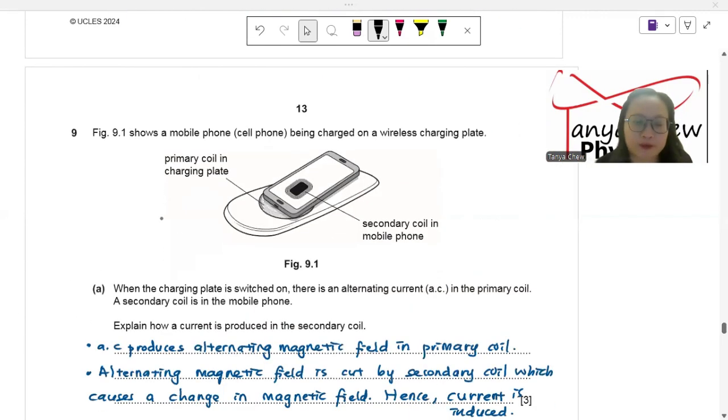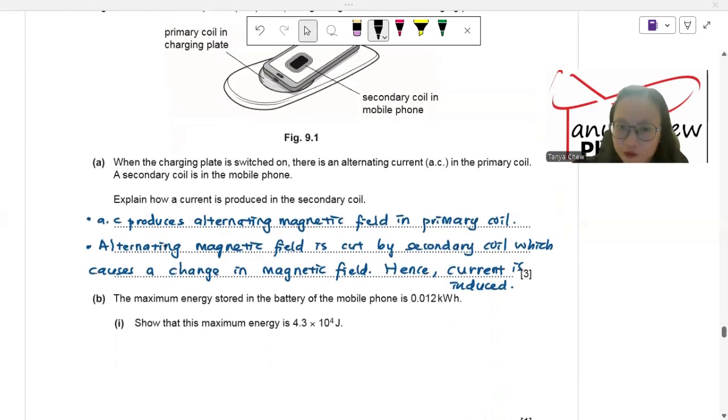Now, question number 9. Fig 9.1 shows the mobile phone or your cell phone being charged on a wireless charging plate. This is quite popular nowadays, right? You just put it without wires. A, when the charging plate is switched on, there is an alternating current in the primary coil. A secondary coil is in the mobile phone. This is like the working of a transformer, don't you think so? Explain how a current is being produced in the secondary coil.